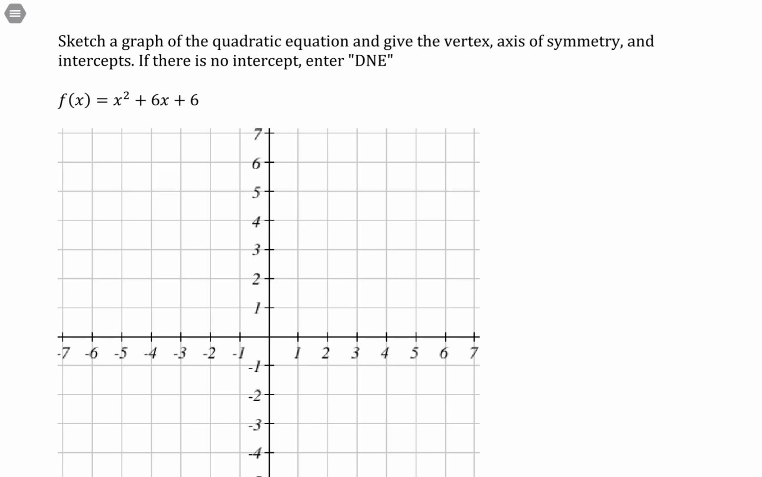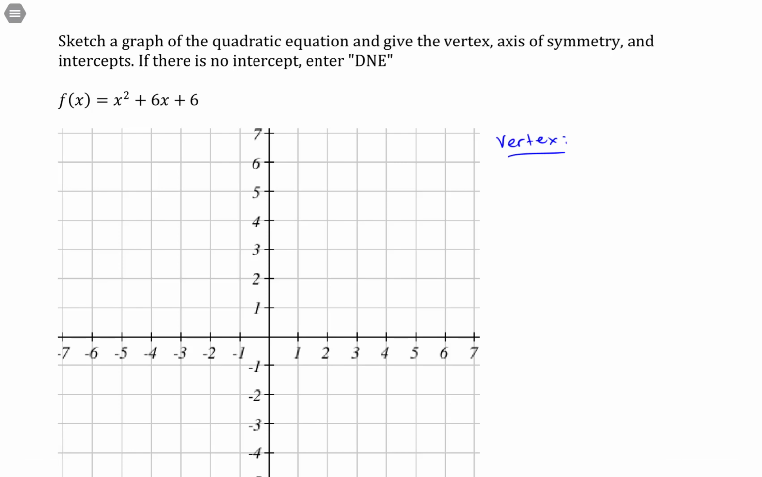Sketch a graph of the quadratic equation and give the vertex, axis of symmetry, and intercepts. If there is no intercept, enter D and E. All right, well, to do this, in order to get a graph, the most important thing that we want to get first is the location of the vertex. So to get the location of the vertex, there's a couple of things we could do.